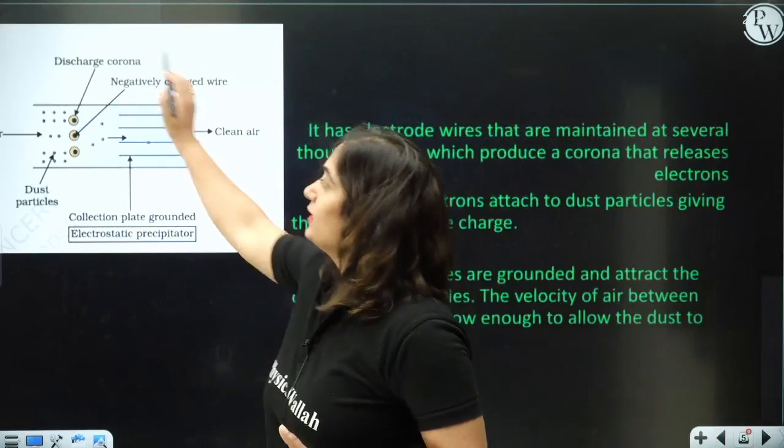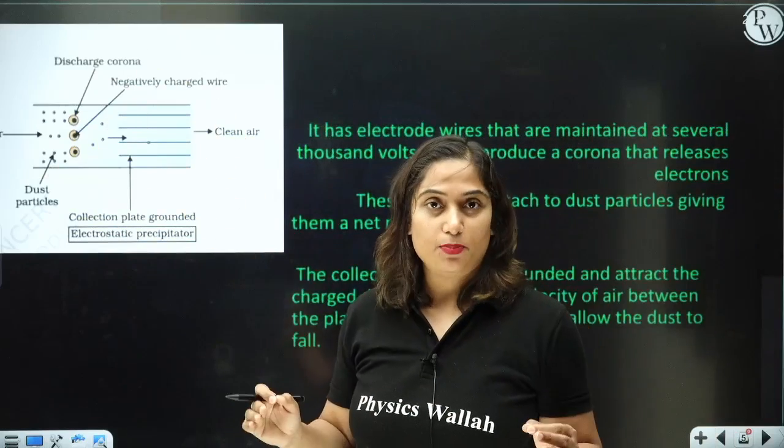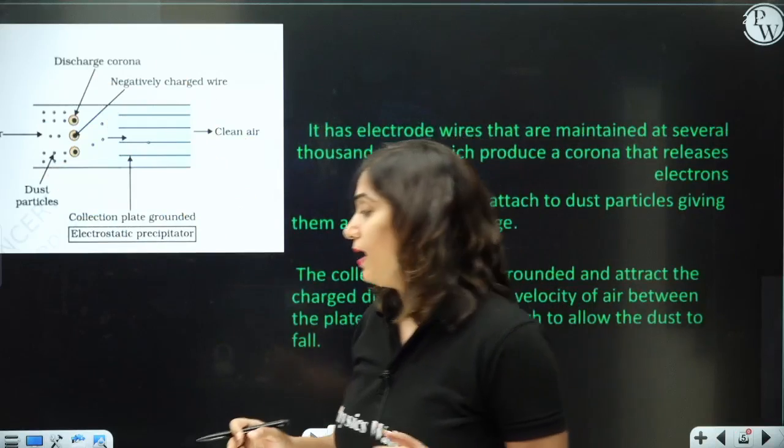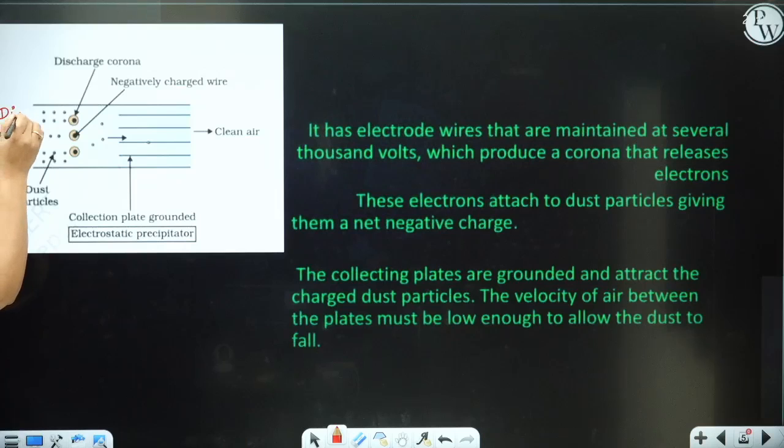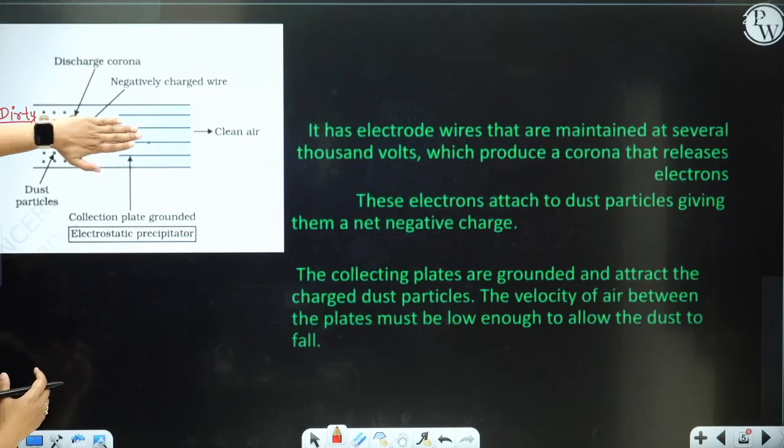First of all, this is the electrostatic precipitator which removes the particulate matter. So from this direction, dirty air goes into the device. This is the dirty air which has the particulate matter, and it is going through the electrostatic precipitator.